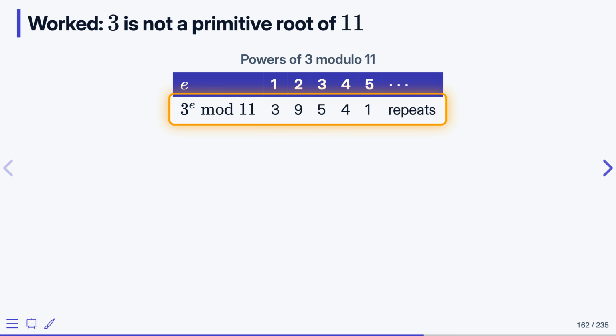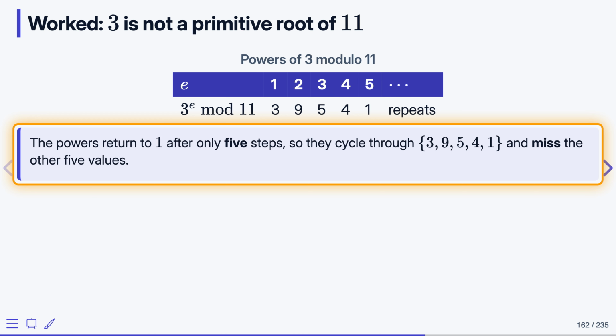Now try 3 with the same prime 11. 3 to the first is 3, 3 squared is 9. 3 cubed is 27, which is 5 mod 11. 3 to the 4th is 15, which is 4. And 3 to the 5th is 12, which is 1. We are back at 1 after only 5 steps.